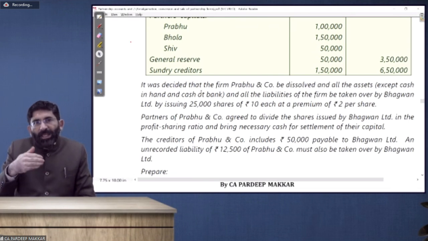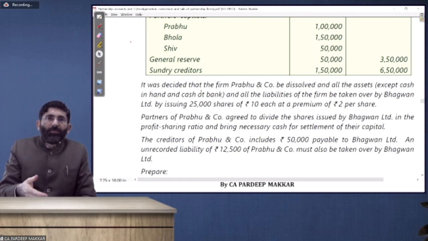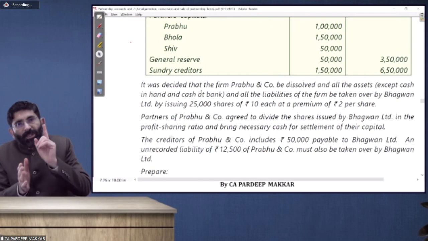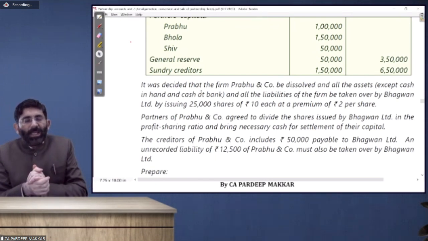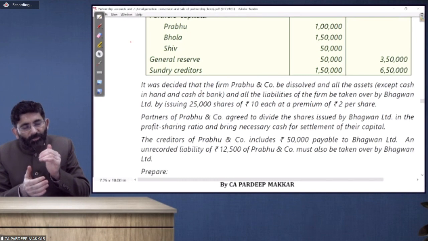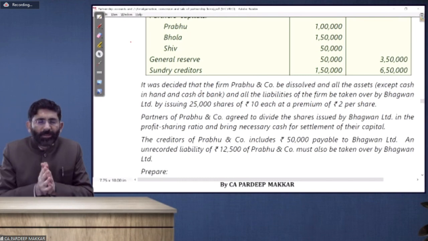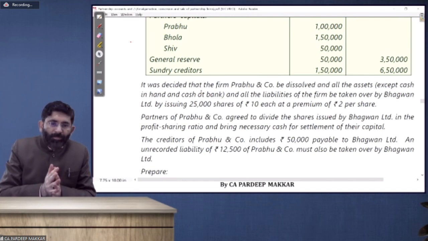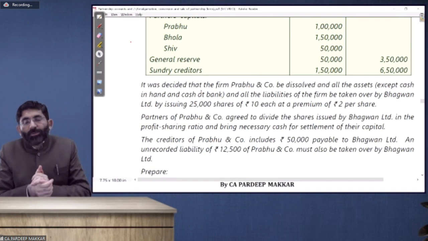So whatever the cash and bank balance will be there at the end, that will be transferred to the partners' capital account, because you should know that whatever amount is available with us at the end, if available, that will be given to the partners. If it is not available, then it comes to an end. In addition to that, partners will also get shares.